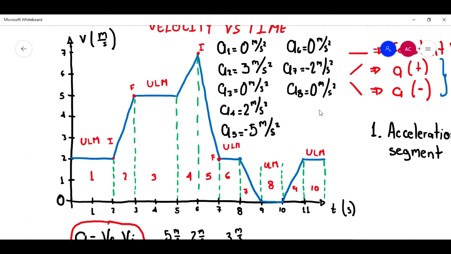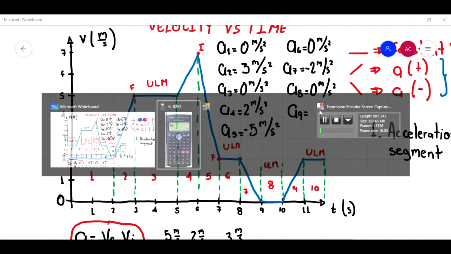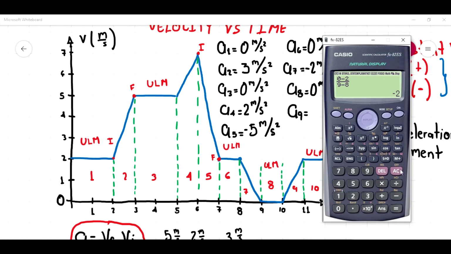The acceleration of the segment number 9 equals, let's see, the velocity of this point is 2 minus 0 over 11 minus 10.